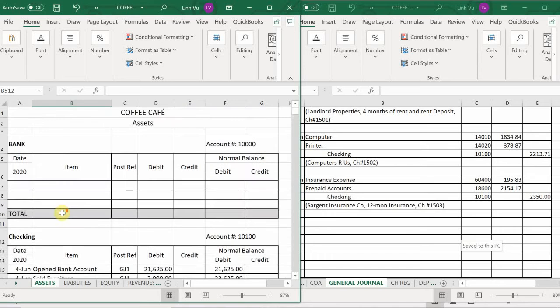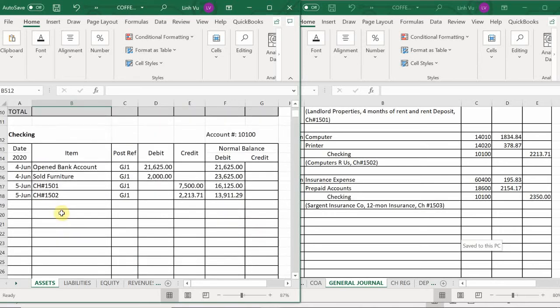Last but not least, we wrote a check, so we need to decrease our checking account. Here we are under checking. Okay, date is June 5th, 6/5. Check number 1503. General journal number 1. And this time we wrote a check out, so we're going to decrease our money by how much?